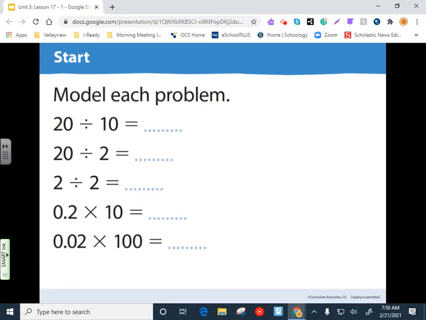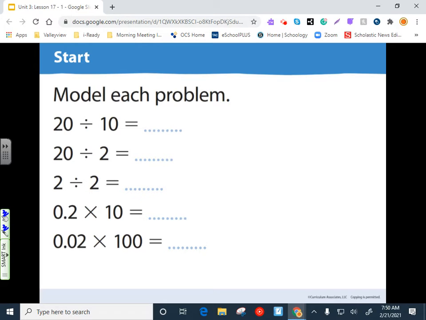Our warm-up has both division and multiplication problems here. This is just a quick review, and I'll also stress a little more with this lesson how division and multiplication problems are interrelated and how you can convert one to the other to make things easier for you if need be. But let's go over this.